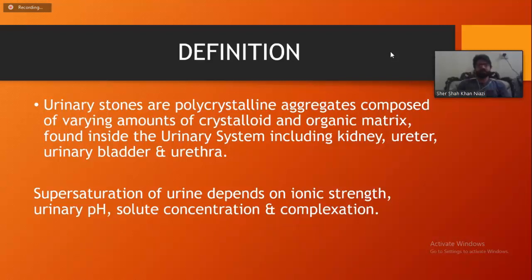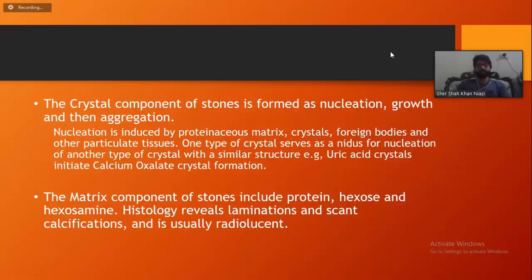So supersaturation of urine depends on ionic strength, urinary pH, and solute concentration. The crystal component of the stone is formed by nucleation, growth, and then aggregation. Nucleation is induced by proteinaceous matrix, crystals, foreign bodies, and other particulate tissues. One type of crystal serves as a catalyst for the nucleation of another type of crystal with a similar structure. For example, uric acid crystals initiate calcium oxalate formation.